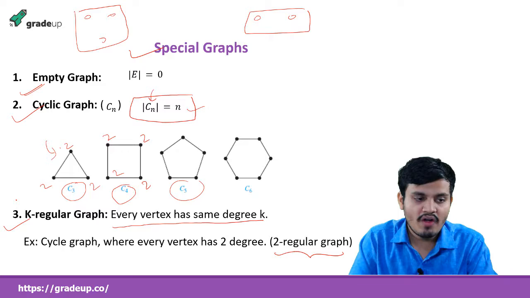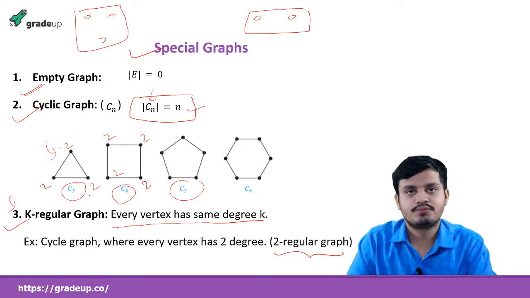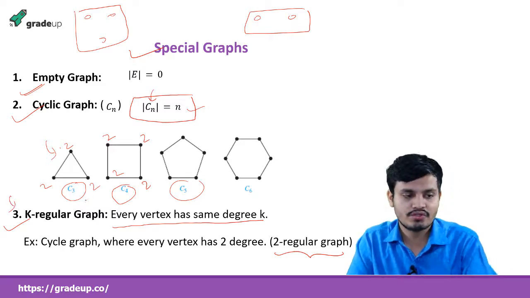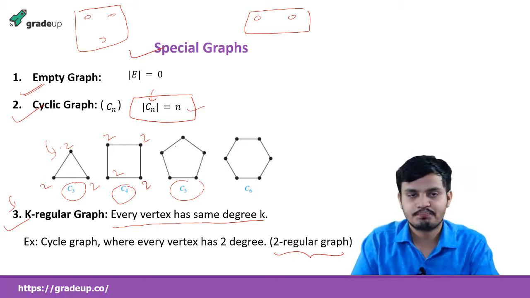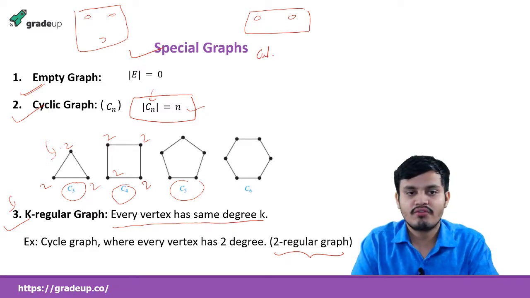Can you also give another example of a k-regular graph? Think yourself, try to think of an example of another graph such that every vertex has the same degree. I am going to take an example, the cubic graph. Let me draw it first.